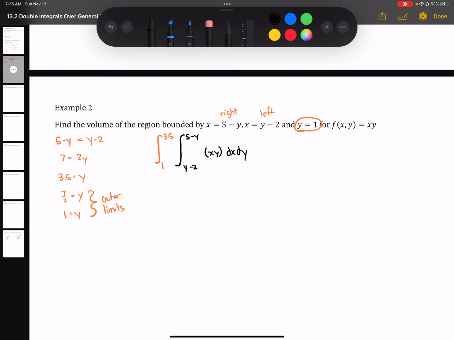So when we integrate this, since x is the variable for integration, we're going to get x squared over 2 times y, and we're evaluating from y minus 2 to 5 minus y. So the first thing I would do is, since we only need to substitute in stuff for x, I would factor out this y over 2 for a moment. It makes some of our calculations easier. So whatever we get, we'll just multiply by y over 2 at the end.